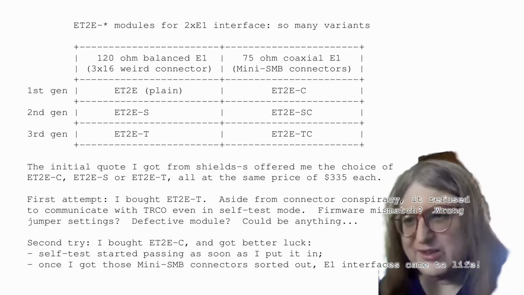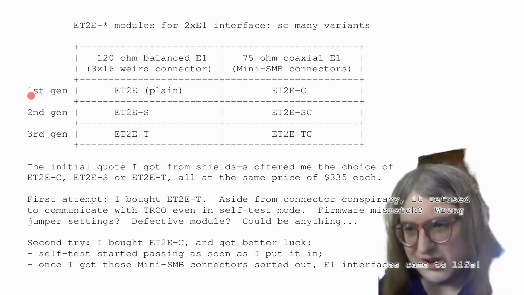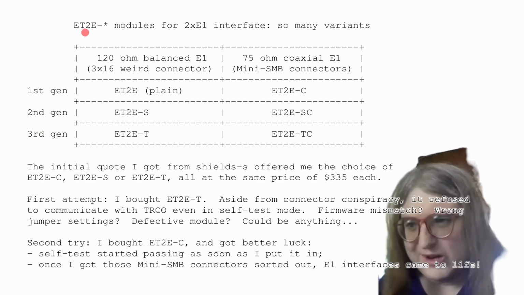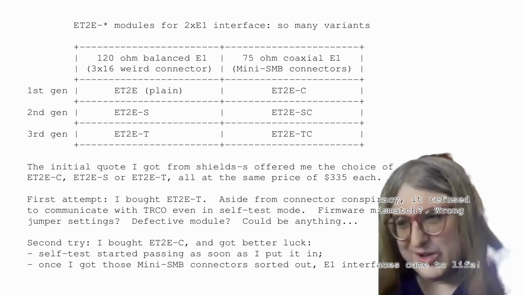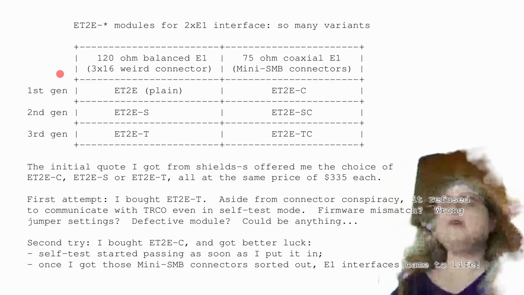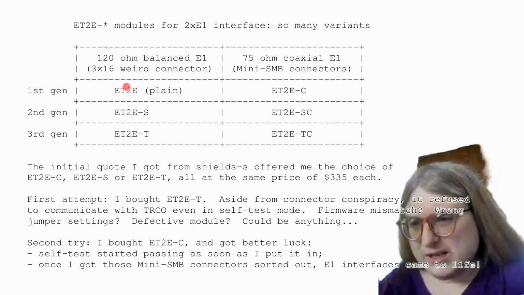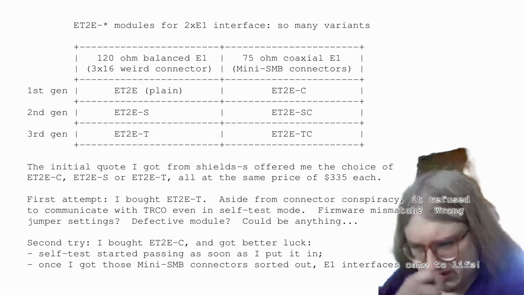But even here, even just sticking with the E1 version, as you can see, there are 6 versions to choose from. You've got 3 different generations, first, second, third generation, and then you have the 120 ohm balanced version versus the 75 ohm coaxial version. And, if you watch the video of my previous presentation on this subject, there I was getting all bewildered about this connector, this 3x16. So on all the versions that are on this side, well, I mean, I only have this one physically, I don't have the others, but I'm going to assume it's the same for all of them.